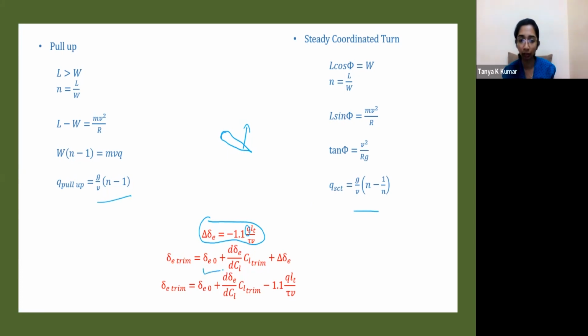The first two terms we have already discussed in the previous equations, the intercept, the slope and CL trim. This is the additional term that has come into play during a maneuver. So you need an additional elevator deflection during a maneuver to ensure that the stability doesn't hinder the maneuverability. Now here, this delta E naught, which is calculated over here, is put over here, and this Q changes for each of the maneuvers. For pull up, it is this, and for steady coordinated turn, it is this.